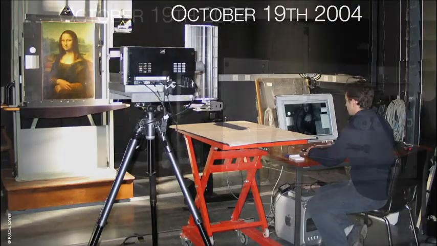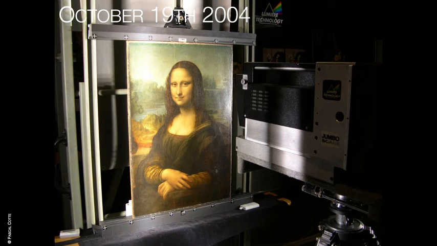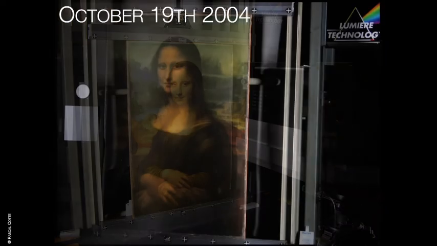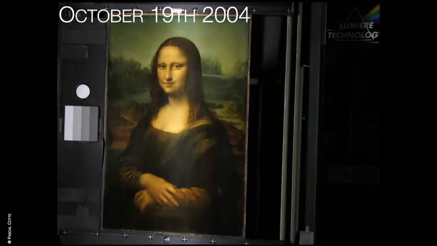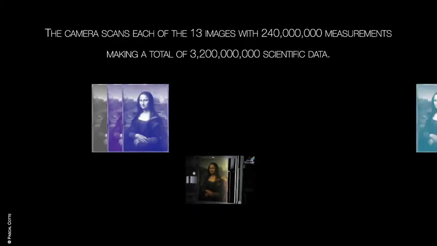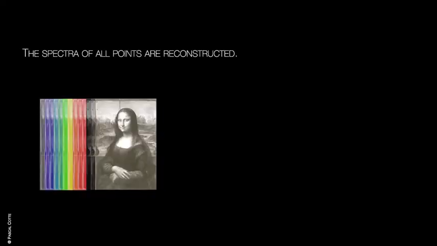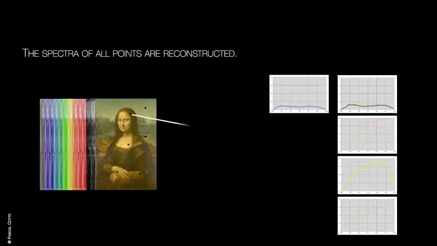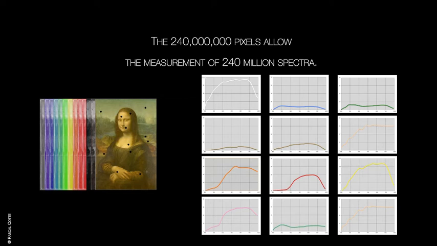The multispectral camera uses a new concept to make scientific measurements of light reflection. The light sweeps over the painting like a scanner. It scans 13 times at different wavelengths. This makes it possible to measure the reaction of the light for each pixel.